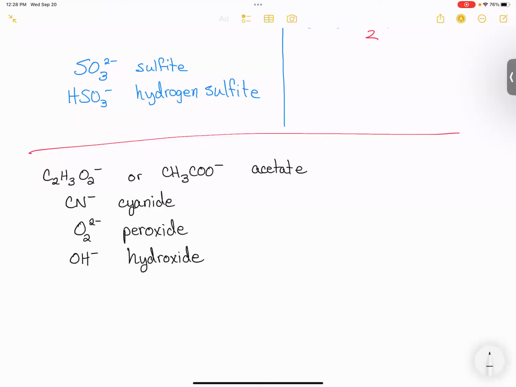Now I've given you other ones on here, but these are the 4 that, if I had to memorize 4 that did not fit the trend, these would be the 4. All the rest of them that I expect to use in this class will fit the trends that I've given you.